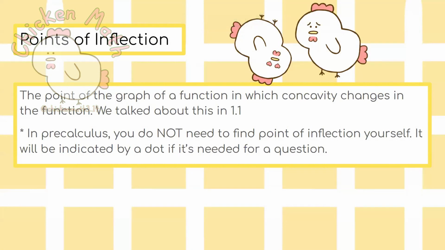Okay, so next we have points of inflection. So that's just when a function changes from concave up to concave down or vice versa. And we talked about this in 1.1. But the good thing about precalculus is you don't need to know how to calculate the point of inflection yourself. So there should just be a dot, or it should be really easy to tell.